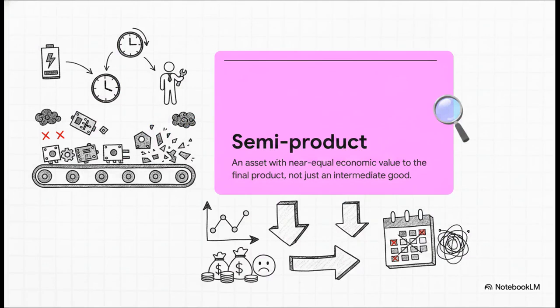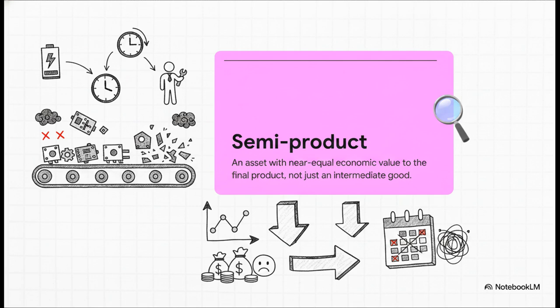Our third culprit is the semi-product. We need a major paradigm shift on how we view these. A semi-product is not just some intermediate, halfway-there good. If you lose a semi-product, you aren't just losing raw material. You are instantly wasting all the accumulated raw materials, the energy, the machine time, and the labor invested up to that exact microsecond. It's an asset with a near equal economic value to your final product.